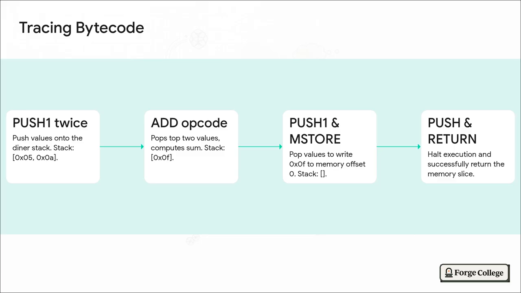Step 2, the ADD opcode arrives on the scene. Now ADD is hungry. It needs 2 inputs. So it pops those top 2 plates, adds them together, and since 5 plus 10 is 15, or 0x0f in hex, it pushes that single 15 plate right back on top. Step 3, we push a 0 offset, and then MSTORE activates. MSTORE pops the offset, pops our 15, and writes it directly into temporary memory, which leaves our stack completely empty. Finally, step 4, RETURN halts the execution and hands that memory slice back. Boom. Congratulations, you just read raw machine code.